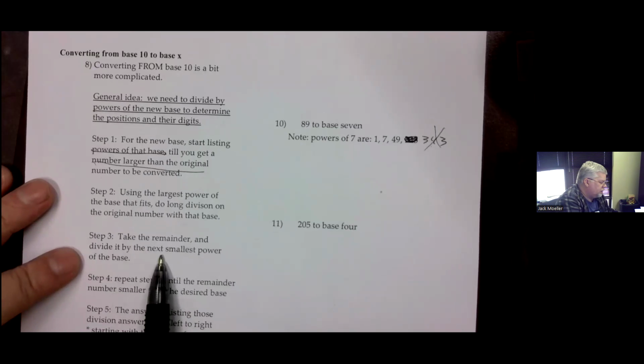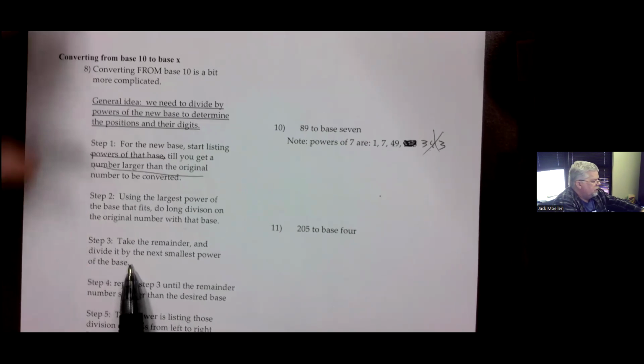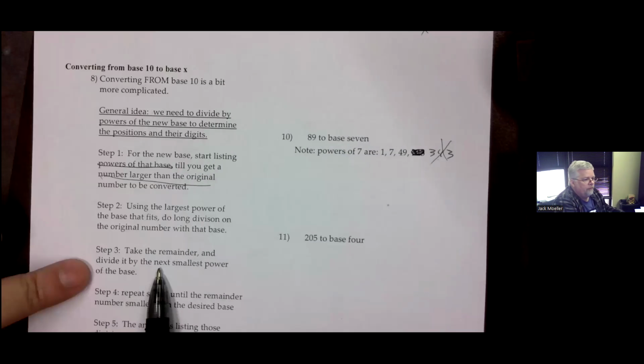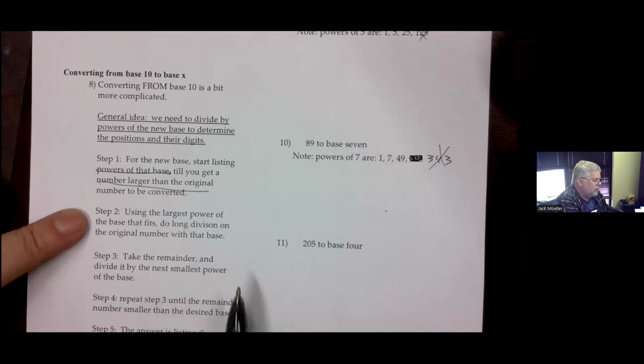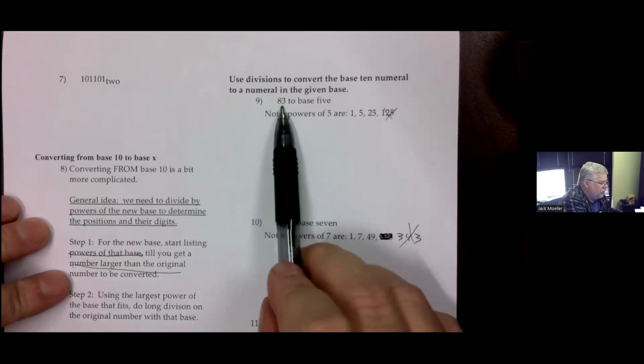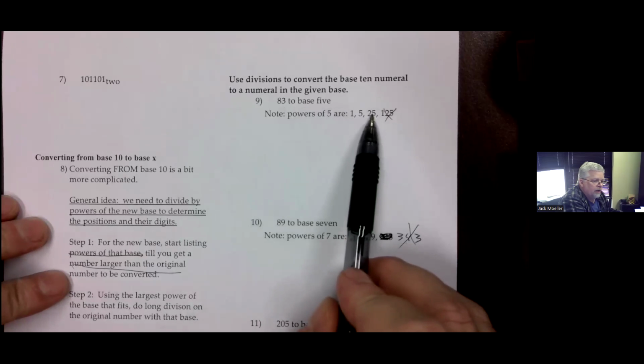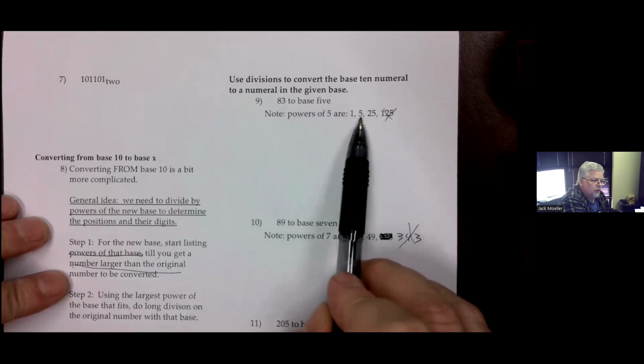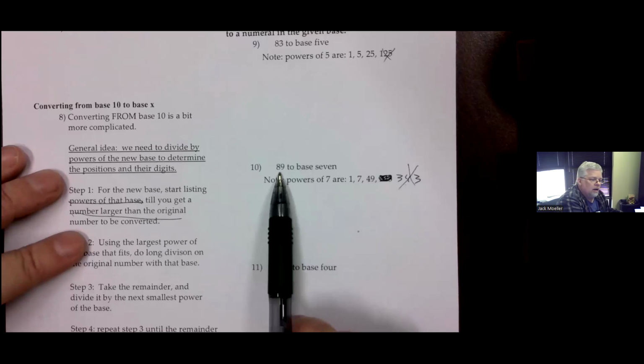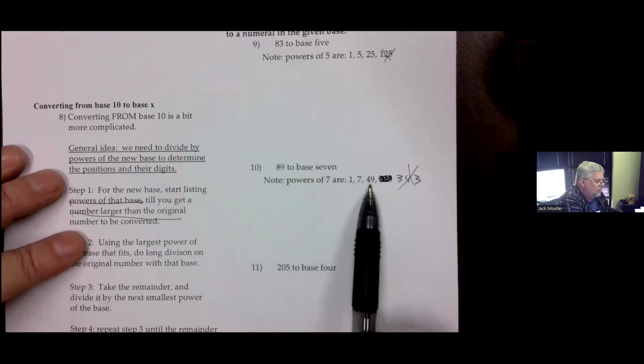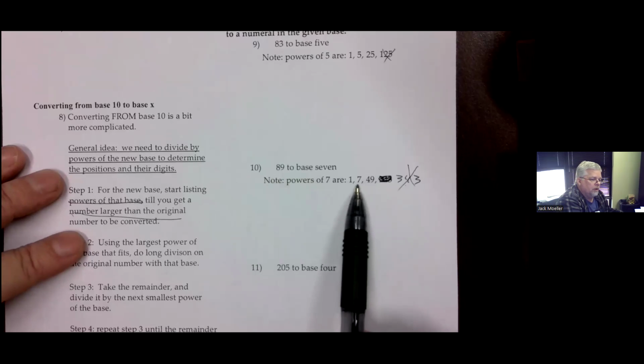Okay, so taking the remainder, divide it by the next smaller power of the base. Basically the remainder from the first step is what we divide by the next smaller number. So we're going to divide 83 by 25 and get an answer, and then that remainder we're going to divide by 5. For 89, converting to base 7, we're first going to divide it by 49. The remainder that we get, we're then going to divide by 7.